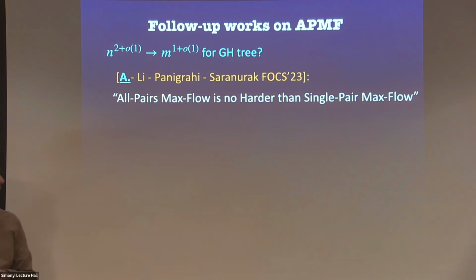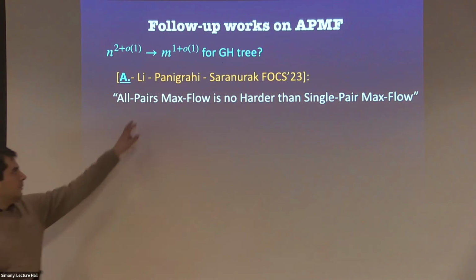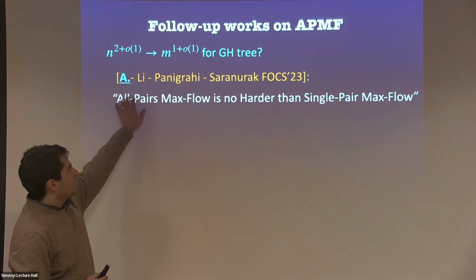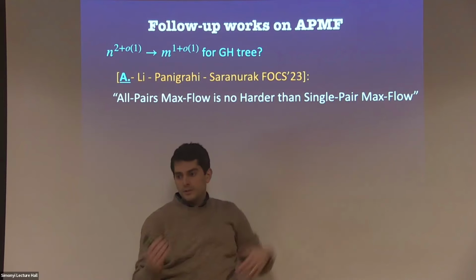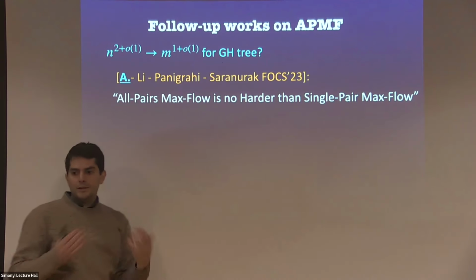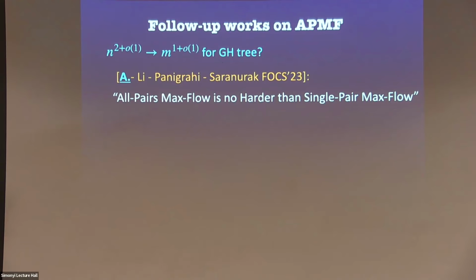And the title of the paper is that all pairs max flow is not harder than single pair. So it's like a reduction from all pairs to single pair that has just polylogarithmic overhead. That was the first thing we asked.